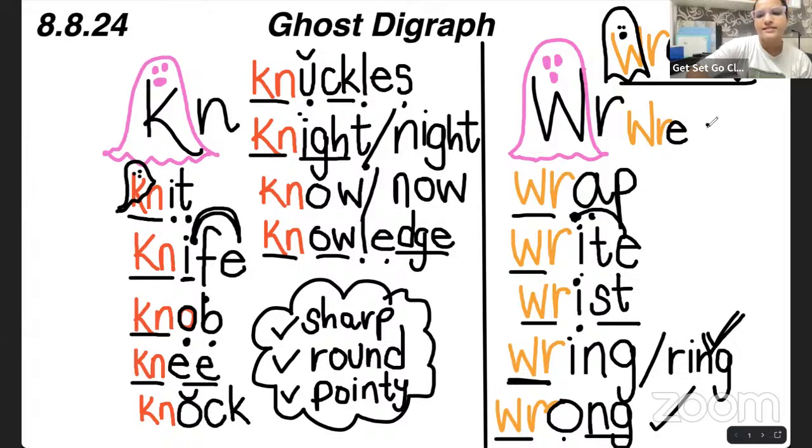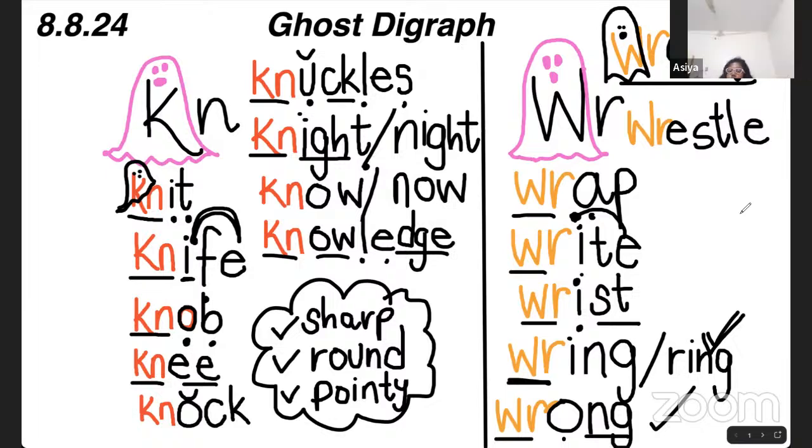So here we have TLE. T is a silent letter here, and even E. So wrestle. If you want to write wrestling, then this E will not be there. Then it will be ING. Okay, wrestle. Any other word? Wrestling. Yeah, wrestle means wrestling only.